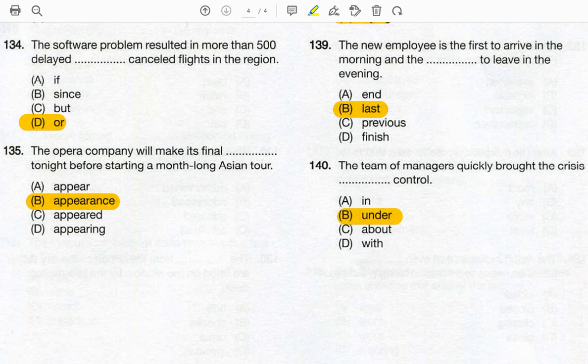So that's the end of our long TOEIC Reading Part One, lesson two.